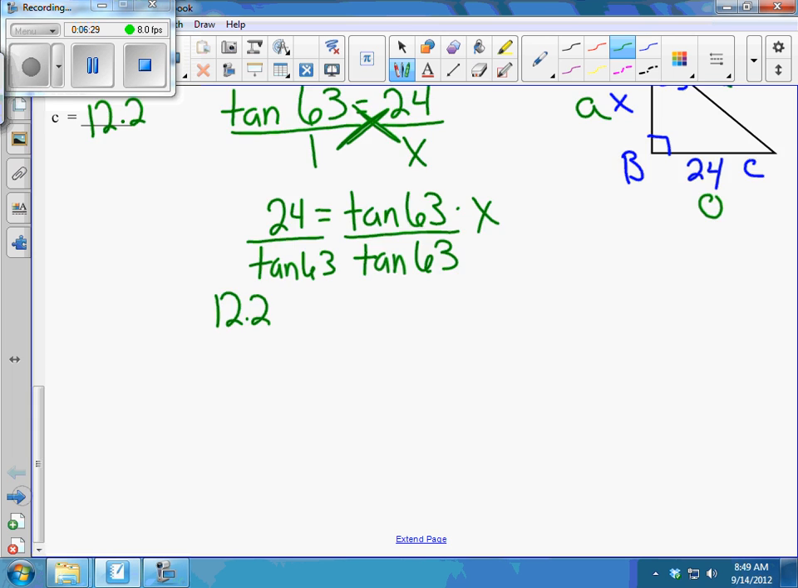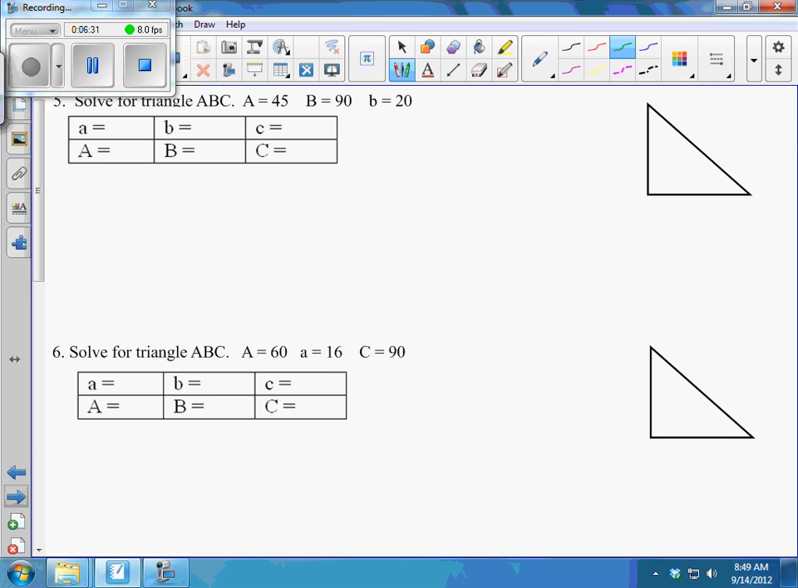Let's move to the second page. So looking at number 5, again, I'm going to fill out my picture. Big B is my right angle. A is my 45, and C I'll just put down here. And then little b, which turns out to be the hypotenuse, is 20. I'm going to fill in my boxes.